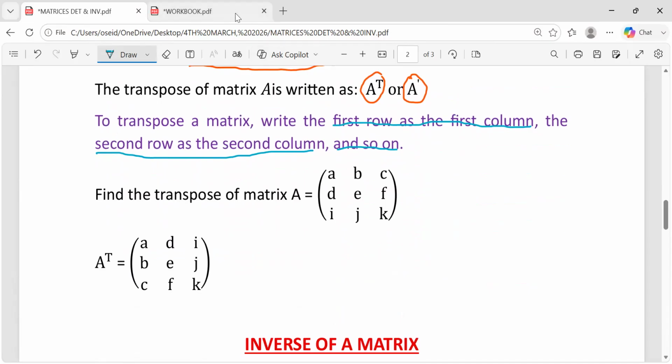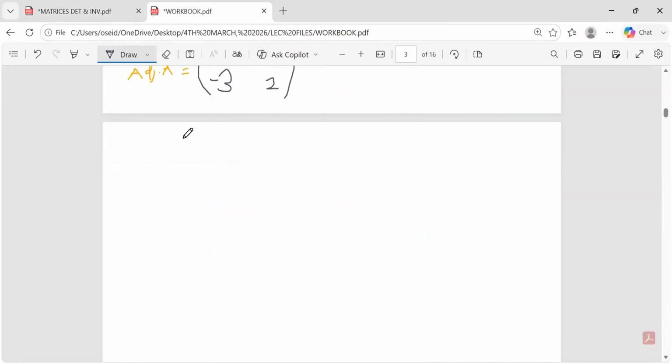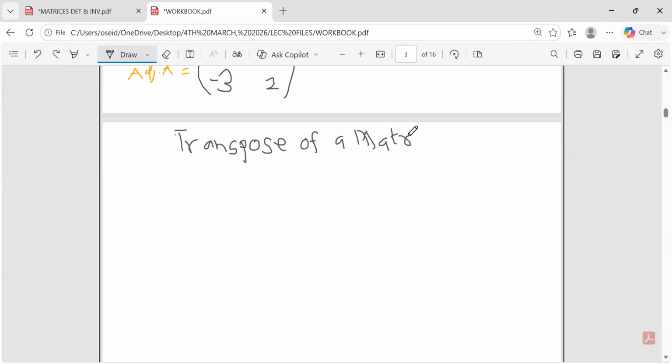So for the transpose of a matrix, we will be just changing the rows to columns. So let's take note.